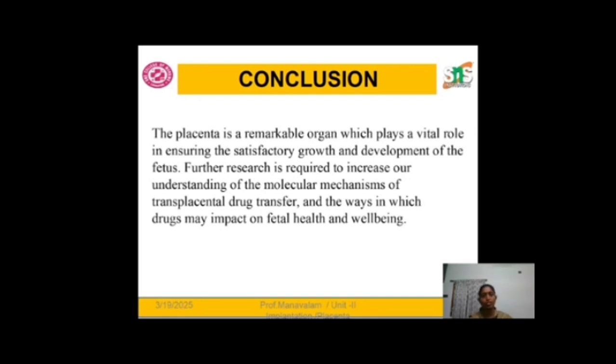As a conclusion, the placenta is a remarkable organ which plays a vital role in ensuring the satisfactory growth and development of the fetus. But we need further research to increase our understanding of the mechanisms happening between the placenta and the fetus, especially in drug transfer, because some drugs of less than 500 daltons readily cross the placental barrier and have a great impact on fetal health and well-being.